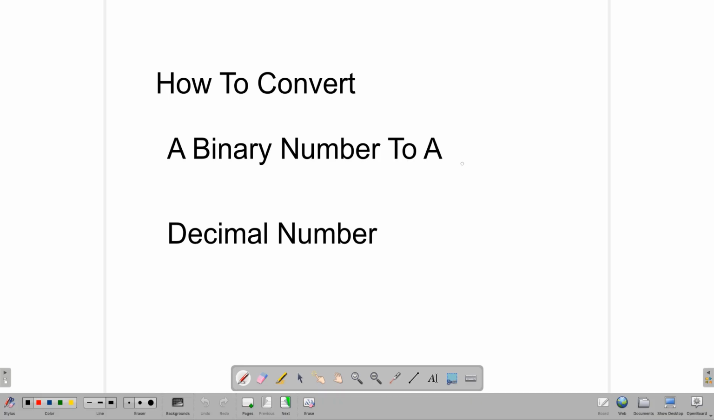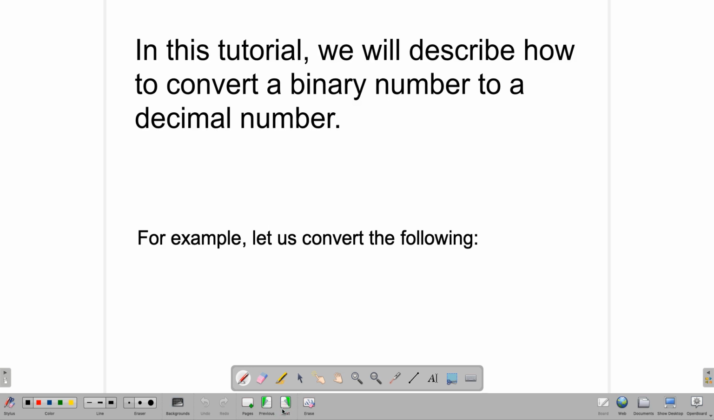How to convert a binary number to a decimal number. In this tutorial, we will describe how to convert a binary number to a decimal number. For example, let us convert the following.